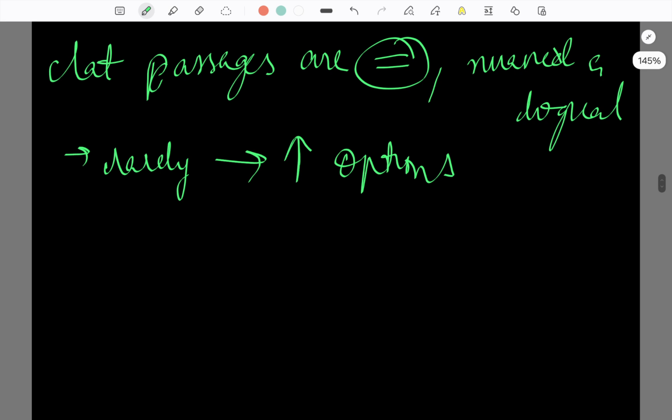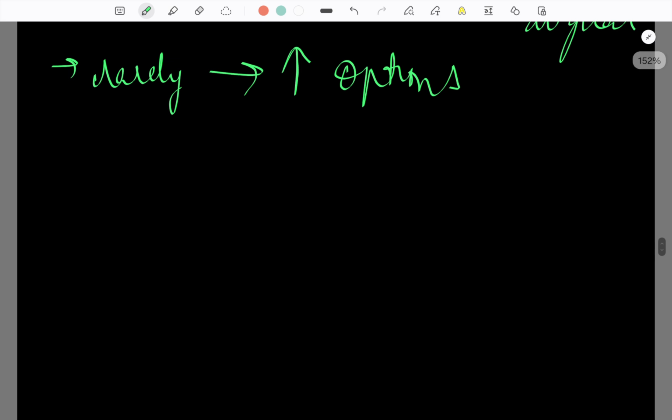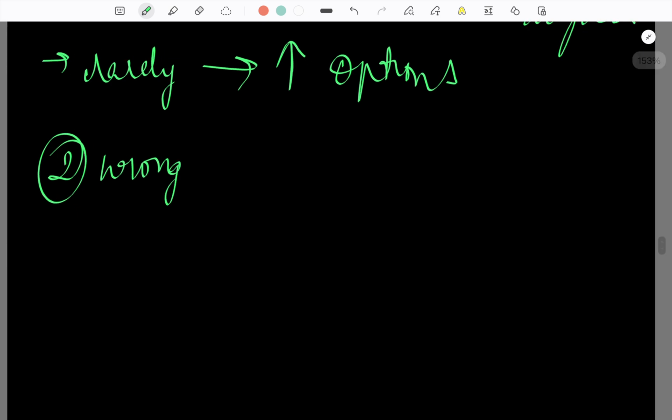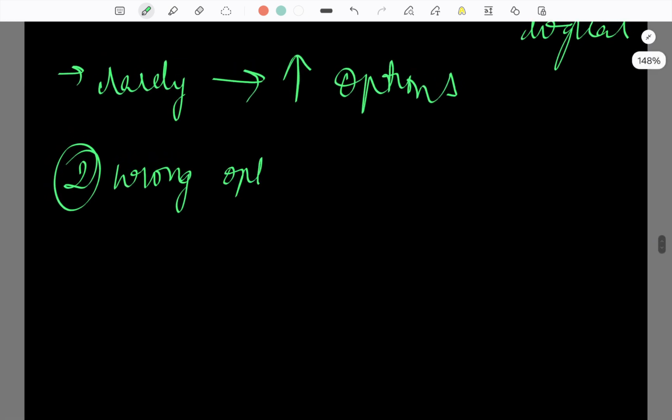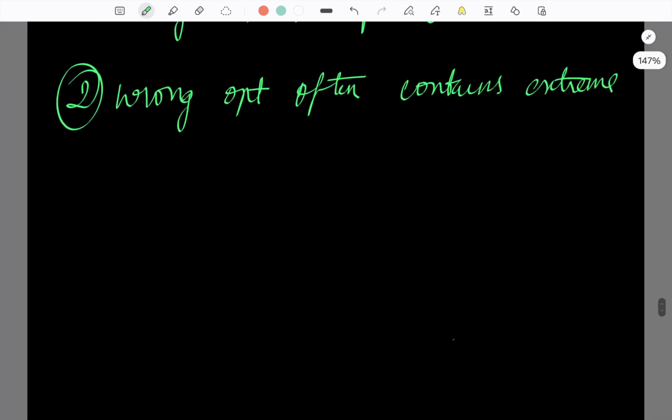Second one: wrong answers often contain extreme language to mislead you. Wrong options often contain extreme words. CLAT wants you to overcommit to an answer that is too absolute to be correct.